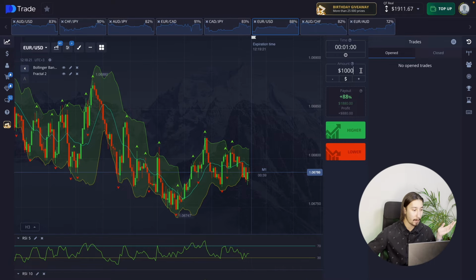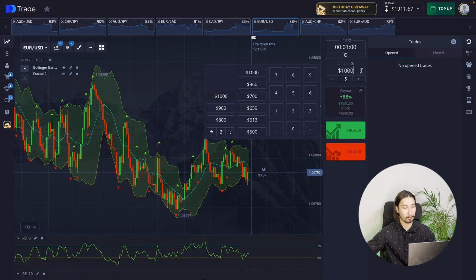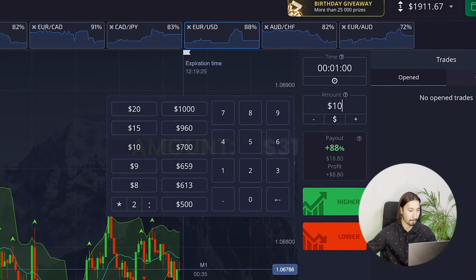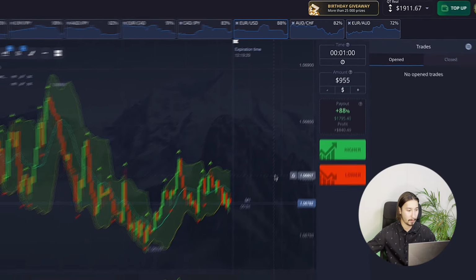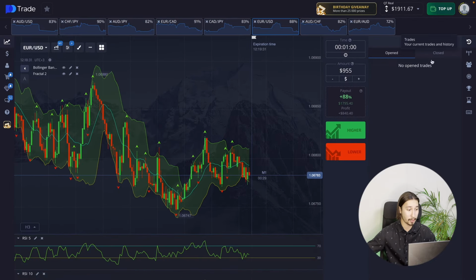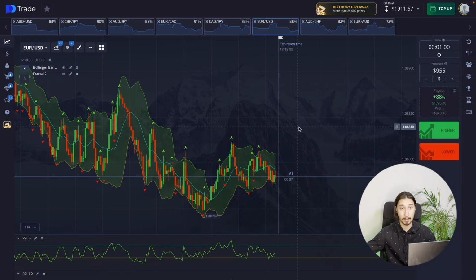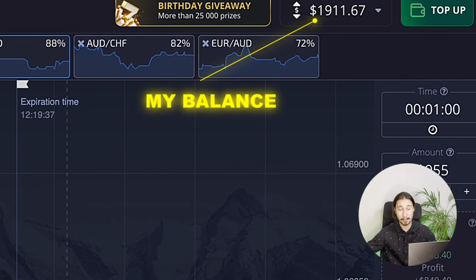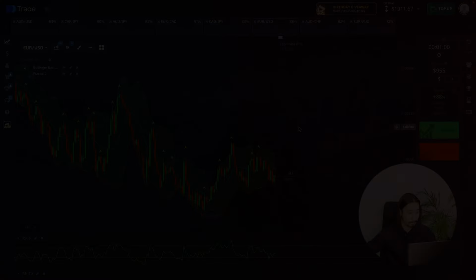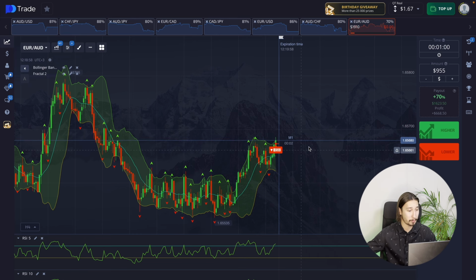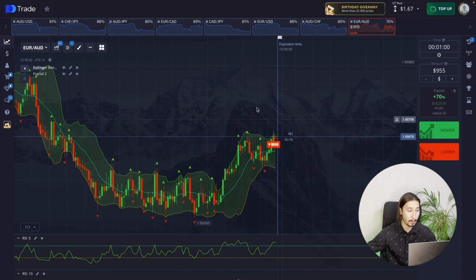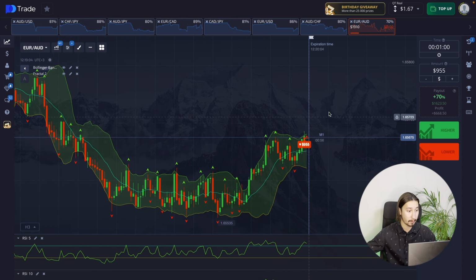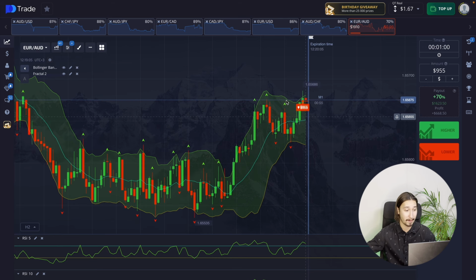I'm happy. Great. So let's change the amount of the deal value. I'll put 955, and we'll open two transactions, or for the entire amount of my balance, of course. So we're now in a plus like $500. Let's continue. Let's immediately open here two short positions. Good touch point. Of course, I had to wait a little, right, until the price might go a little higher again.